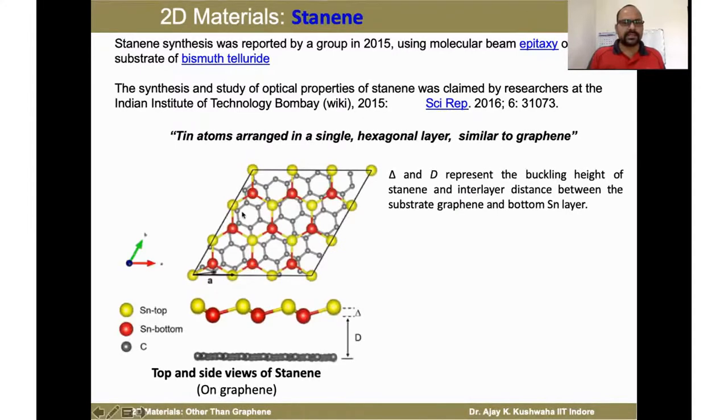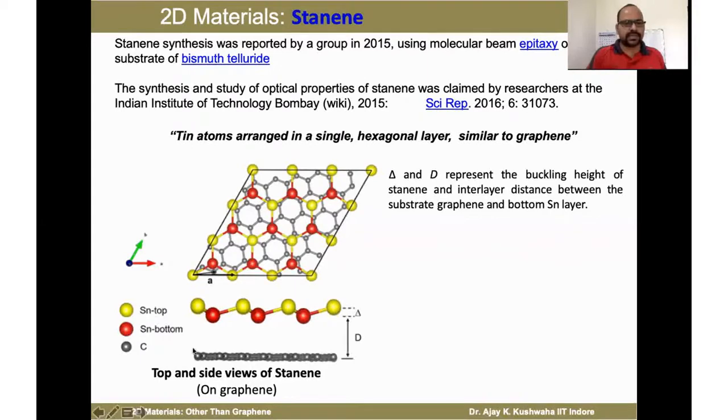So here you can see the crystal structure of stanene. These black atoms are basically the carbon atoms. So on the carbon atoms, the growth of stanene was demonstrated. Where you can see the sequential red, yellow, red, yellow atoms are there. So basically, this is not a flat structure like graphene. It has up and down atoms, but they are arranged in the fashion of a hexagon or honeycomb.